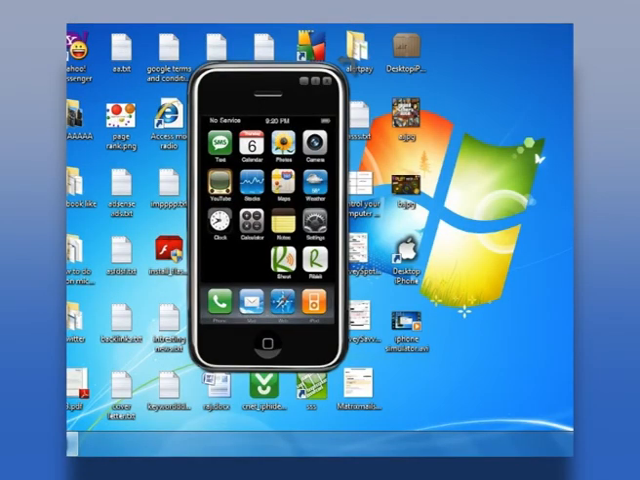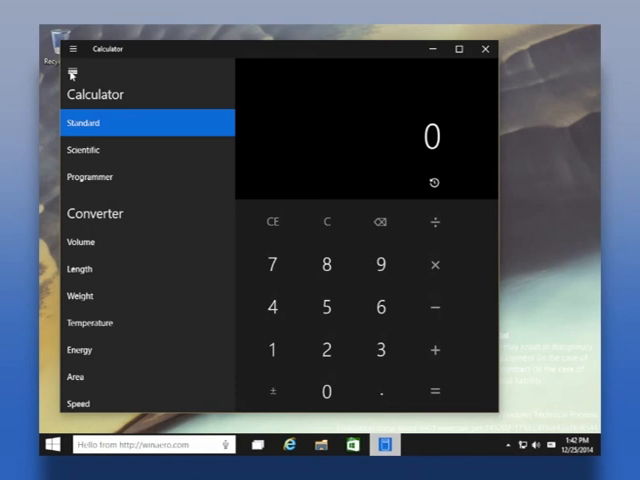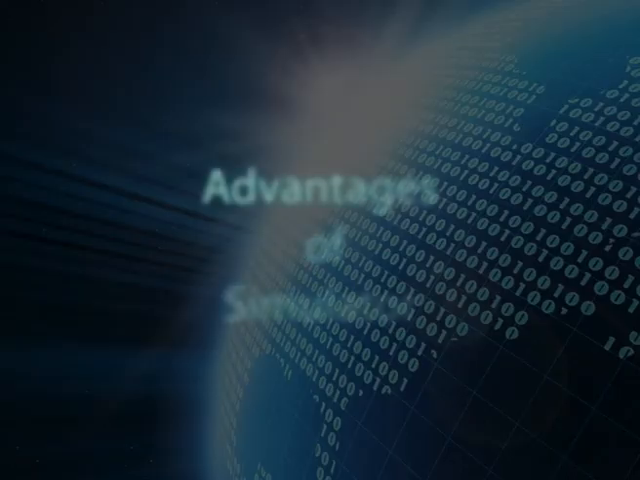A mobile simulator is a software application for a personal computer which creates a virtual machine version of a mobile device such as a mobile phone, iPhone, or other smartphone. A calculator can also be included in this.